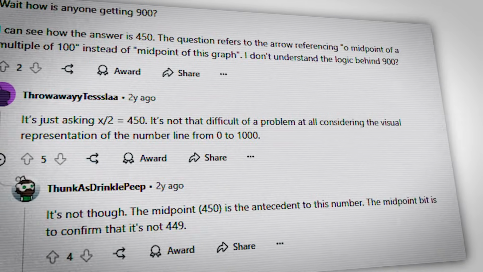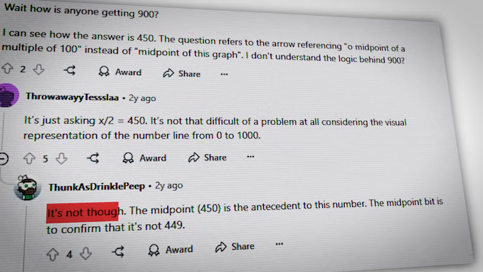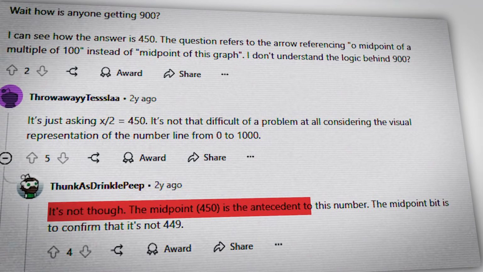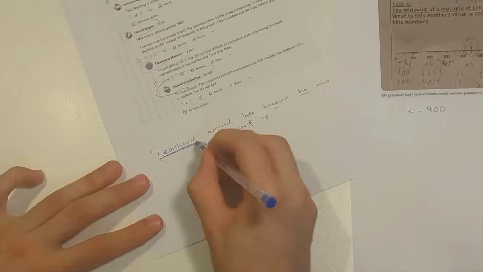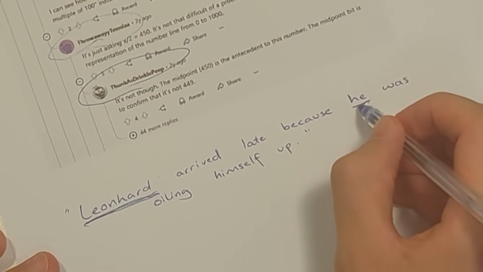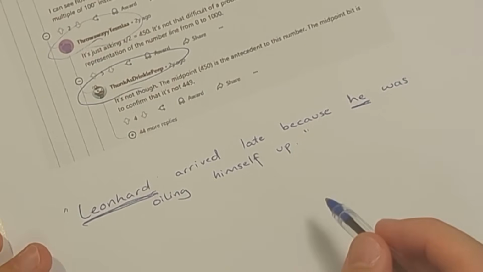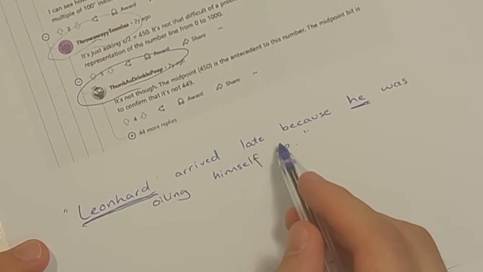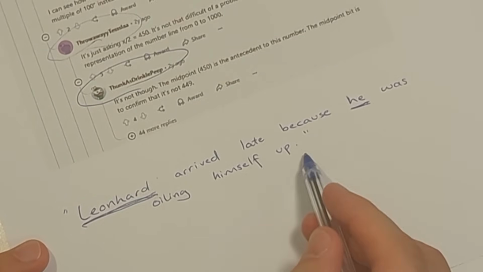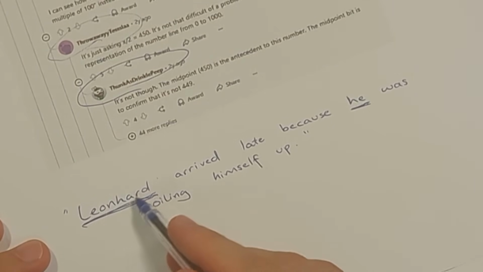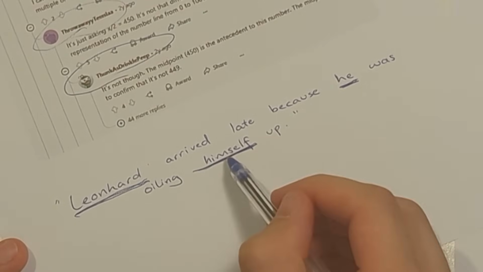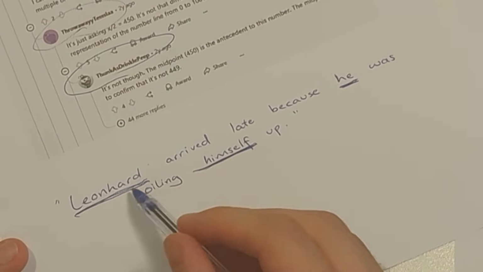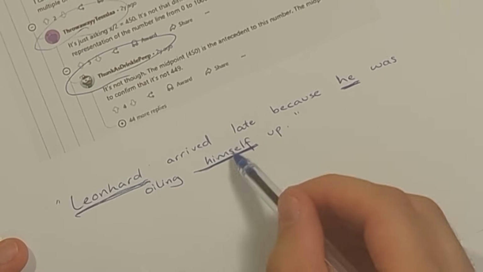Thunker's Drinkle Peep says, it's not though. The midpoint 450 is the antecedent to this number. The midpoint bit is to confirm that it's not 449. An antecedent is something that tells us the meaning of a proform earlier in the sentence. So in the sentence, "Leonard arrived late because he was oiling himself up," the word Leonard is the antecedent to the word he. This sentence also has 2 proforms because himself is also referring to Leonard. So this is one antecedent referring to 2 proforms.